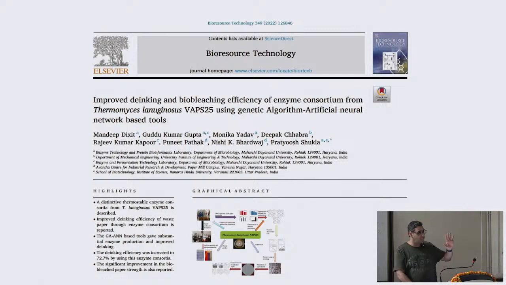So understand the three-fold tier mechanism. The mechanism is to have efficient enzyme production, to have an efficient process for industry. We are talking about industry, and this is an industrial project. If you see here, industry persons are there, Dr. Nishikant Bharadwaj and Puneet Pathak. They both are industry persons. It is not only a large scale study, it is an industrial collaboration. So this is the industry, Avanta Center for Industrial Research, paper mill campus, Yamuna Nagar, Haryana. So there is a paper mill in Yamuna Nagar. Probably those who are from Haryana know. Gaurav, have you visited that place?